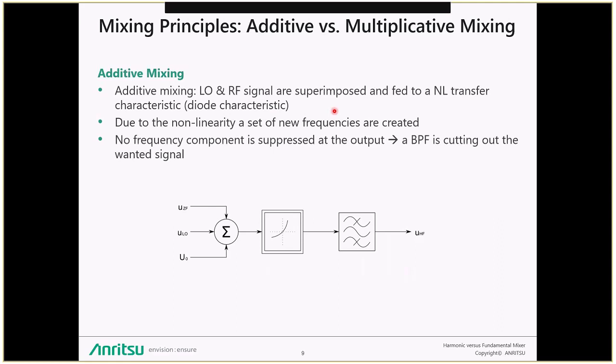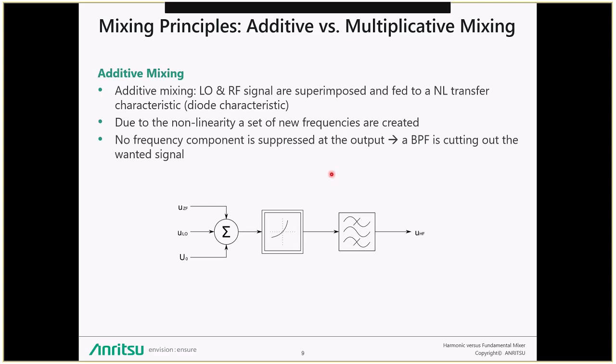Okay, talking of mixing, we can talk of two different techniques. One of them is additive mixing. In additive mixing, we are using a resistive network, for example, to just add two signals of different frequency components, and then we feed these two signals to one nonlinear device to create a bunch of different frequency components at the output. Then at the output, we filter this bunch of frequencies to get the frequency that we want to use.